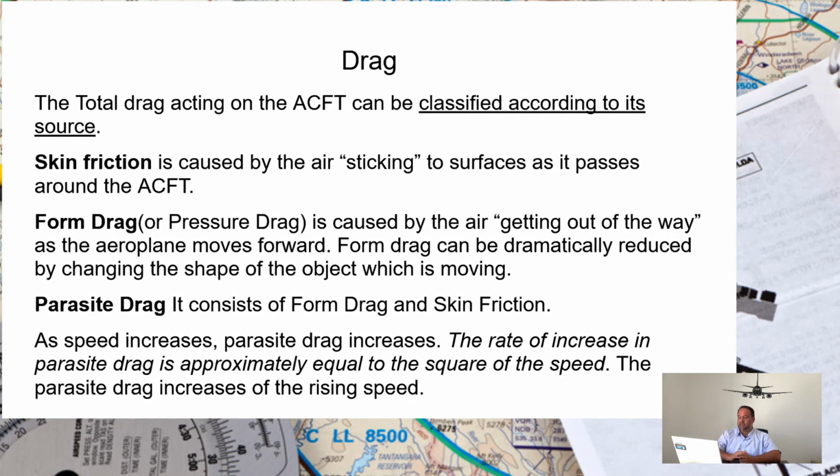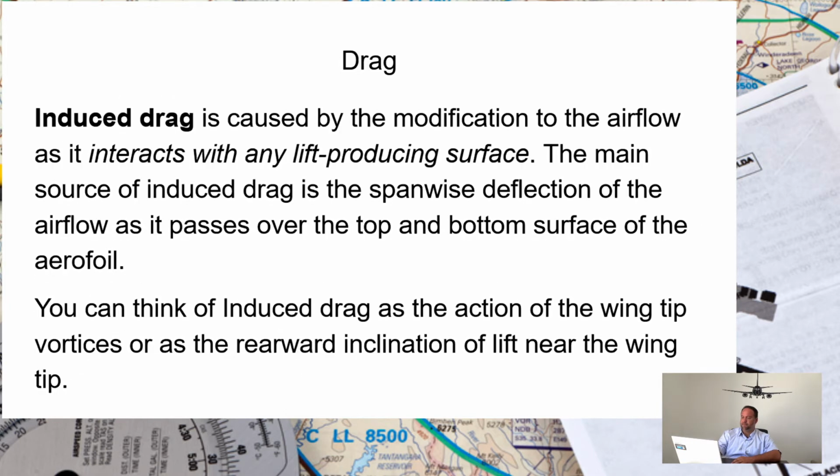Parasite drag consists of form drag and skin friction. As speed increases, parasite drag increases. The rate of increase in parasite drag is approximately equal to the square of the speed. The parasite drag increases with rising speed.